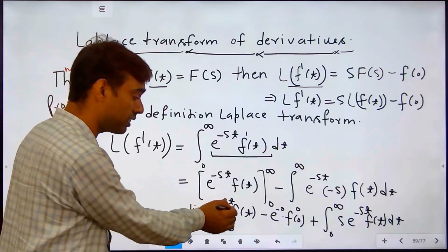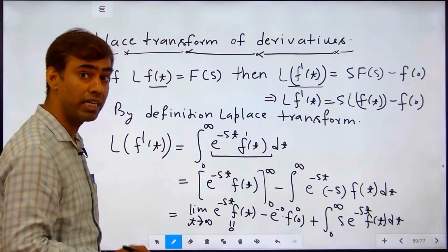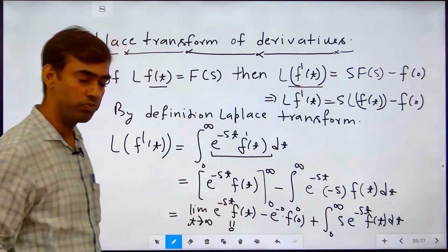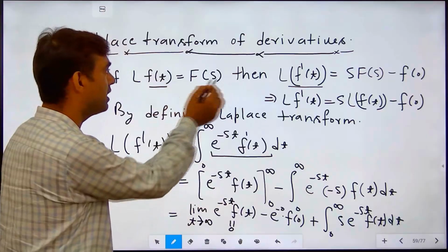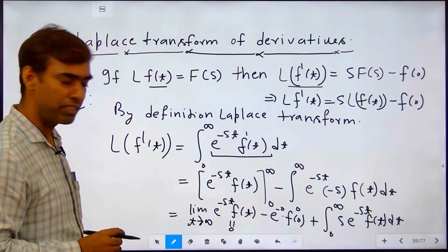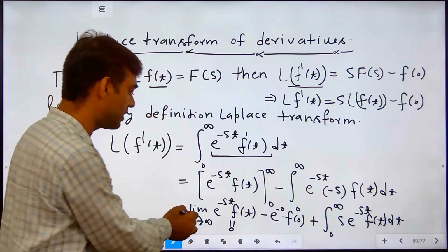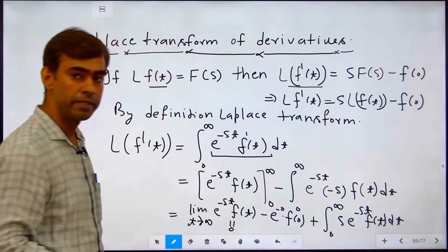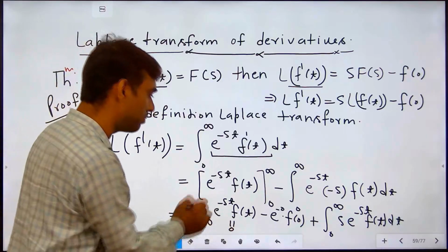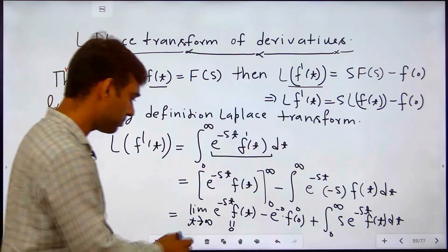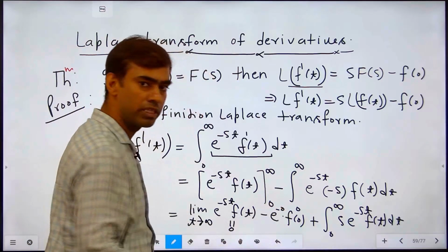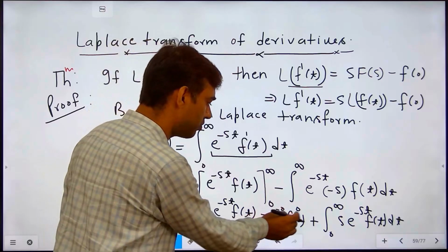If this function does not have exponential order, then you cannot say the limit as t tends to infinity of e to the power minus st f(t) equals 0. But f(t) and f'(t) both are in the category of class A functions, so both have exponential order as t tends to infinity. So, what is the limit? The limit tends to 0. And what is the value of this one? e to the power minus 0 becomes 1 and this becomes f(0).